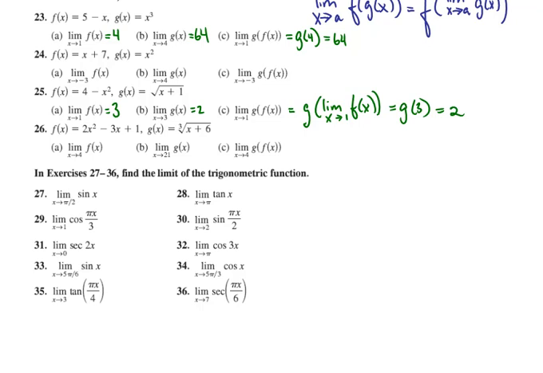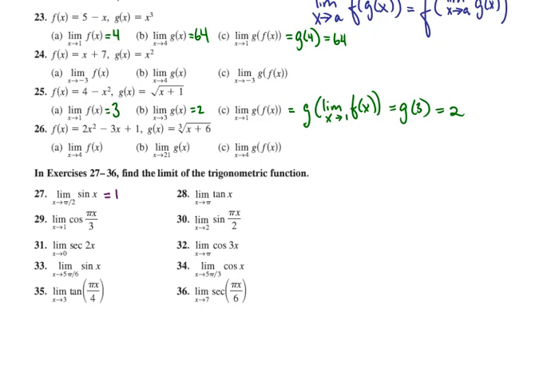So that works with polynomial functions, with rational functions, with radical functions, and it also works with, in this case, trigonometric functions. So let's look at number 27. Limit as x approaches pi over 2 of sine of x. All you need to do is plug in pi over 2 for x. Sine of pi over 2 is 1.